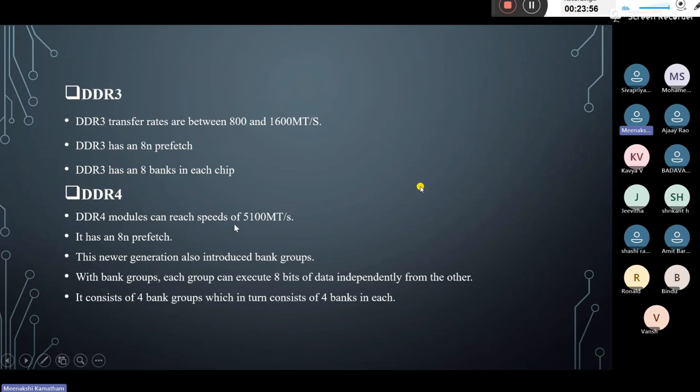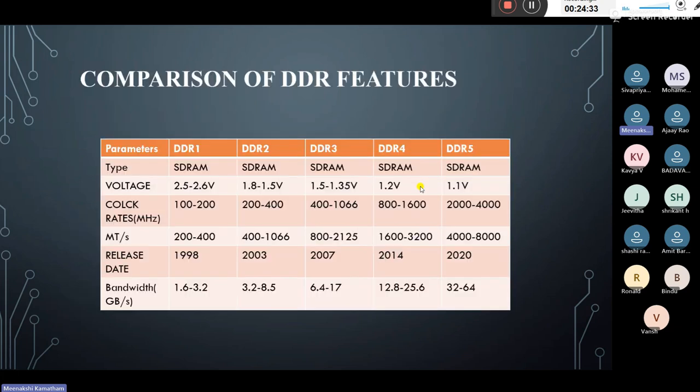Coming to DDR4, it is the main impactful generation in industry. In DDR4 they introduced the bank group concept, meaning parallel access occurs, and prefetch is 8, introduced in DDR4. In DDR5 they use 16N prefetch, the frequency speed is higher, and more bank groups are planned to access the data independently. So these are the comparisons.